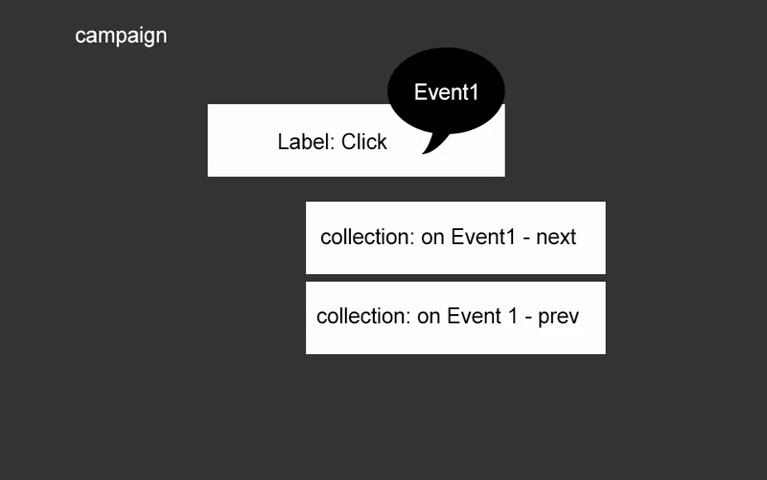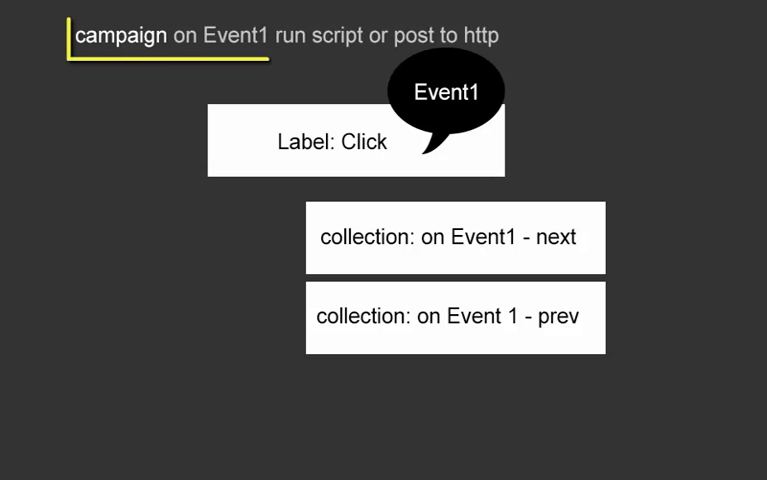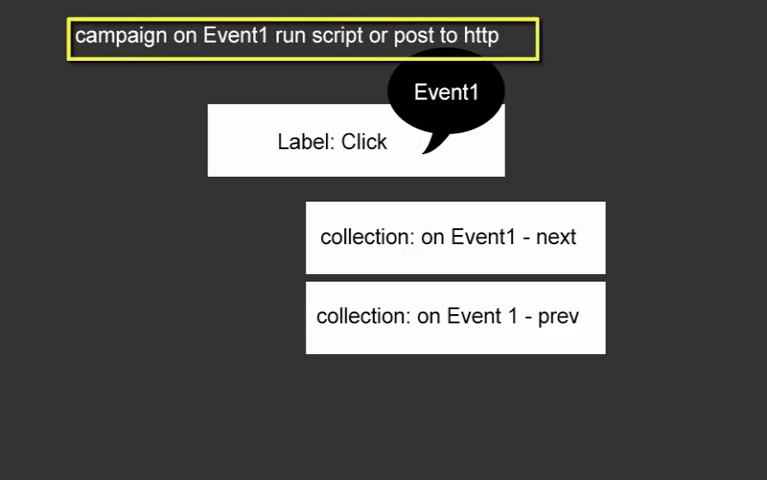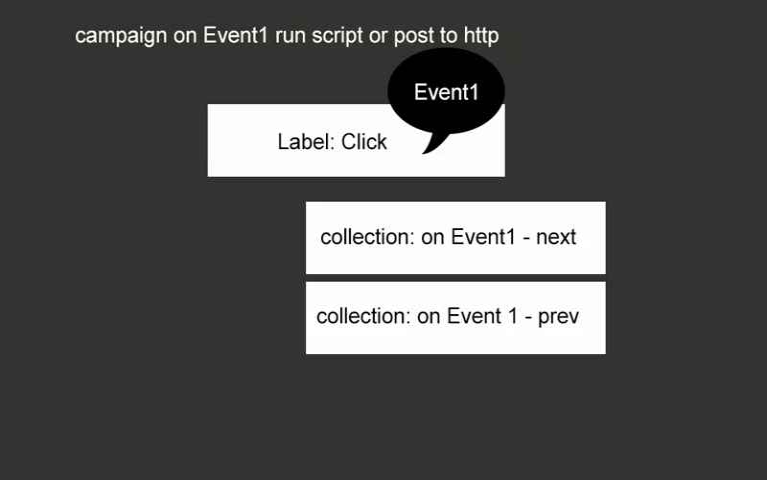And then we'll set up two collections that will listen to this event 1. One collection will move forward in the items, and one collection will move back with the items that it holds. So that's really all that we're doing. We are triggering events, and we're listening to these events and acting upon them. And like I mentioned, you can even listen to events at the campaign level. And so, for example, if we configure the campaign to listen to the same event, event 1, we can set it to, for example, run a particular script. Or for example, we can have an HTTP post done at the campaign level, and all this is easily configurable. So let's go ahead and set this up.